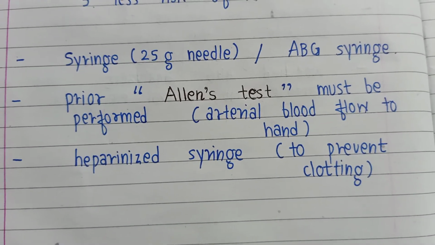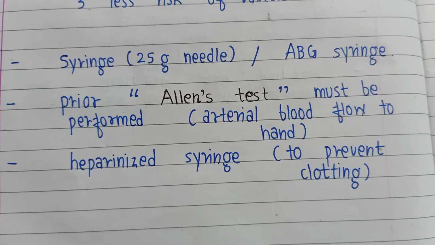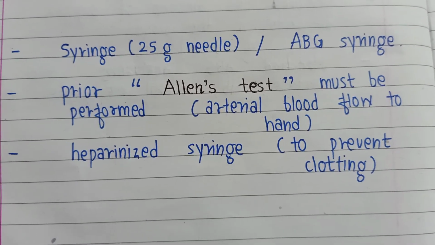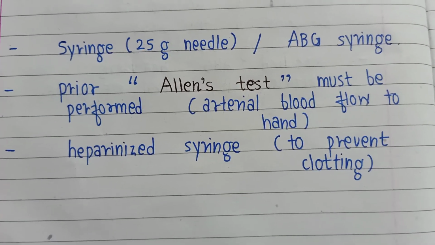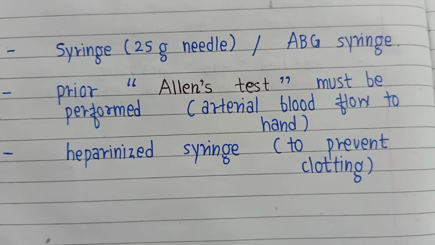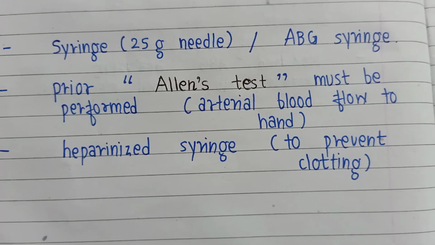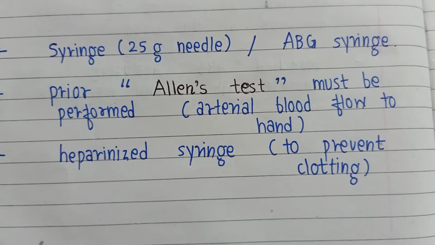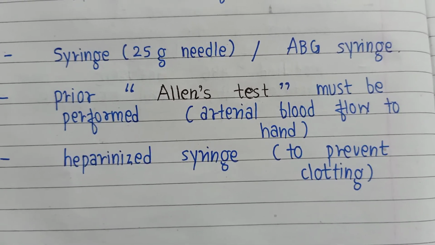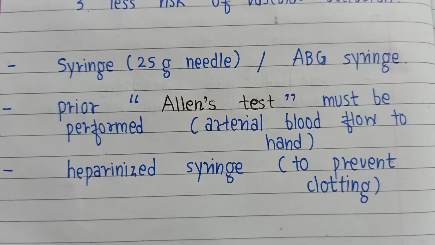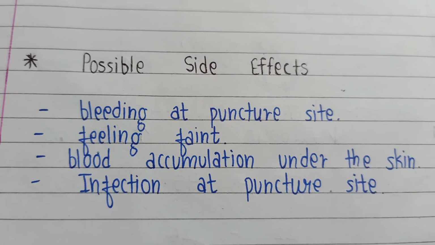If it is an already prepared ABG syringe especially designed for that, then there is no need to heparinize the syringe. But if you have taken a plastic syringe, then you must remember that you have to take the heparin and flush it back, so that the syringe becomes heparinized, which will prevent clotting.